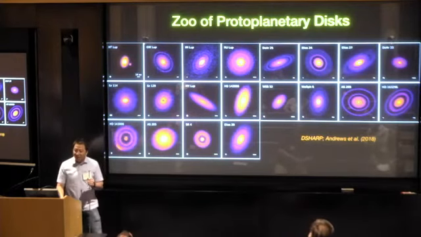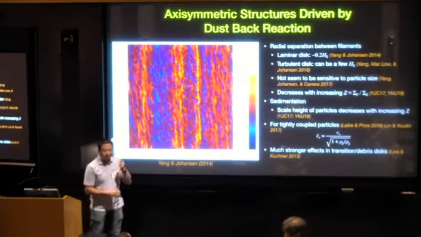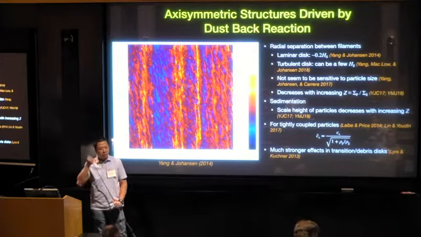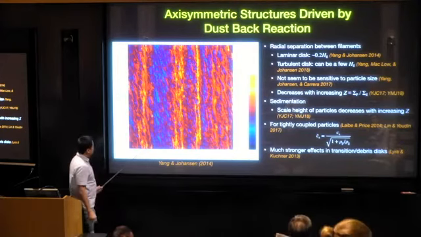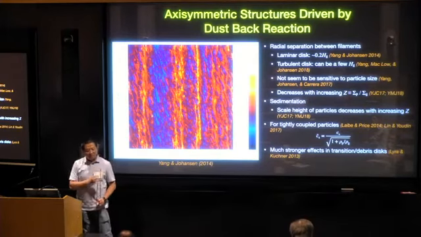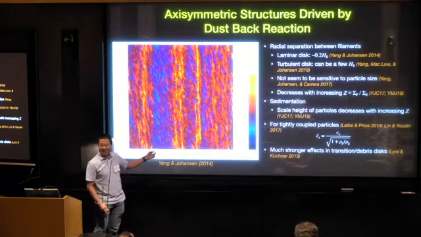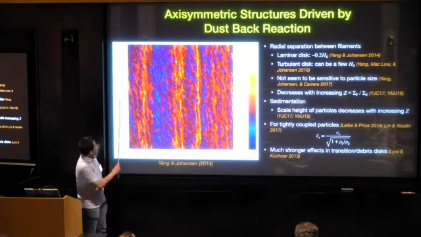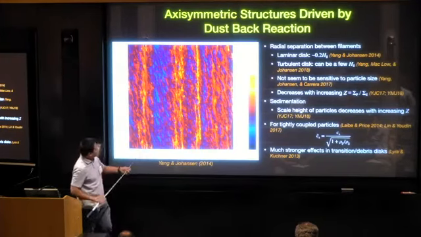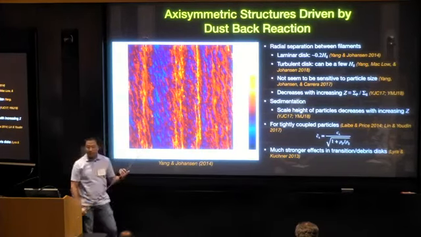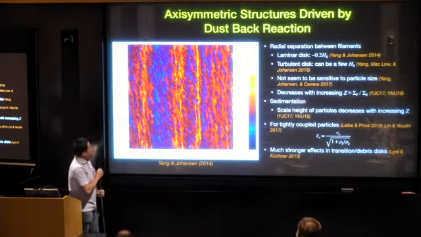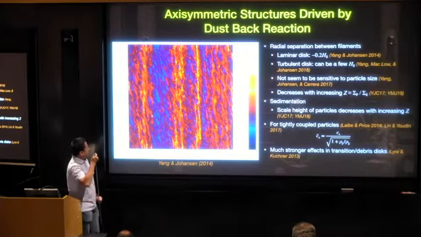And I want to throw in one more possibility, which is that dust back reaction itself can already drive axisymmetric structure. This is a simulation I did quite a while ago, and I think it was a big mistake that I didn't put in this plot. This is the radial and azimuthal direction, looking down from the top, and clearly you see axisymmetric structures happening in the dust component. So I think this is a nice possibility.